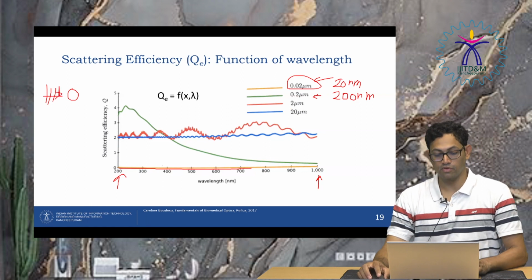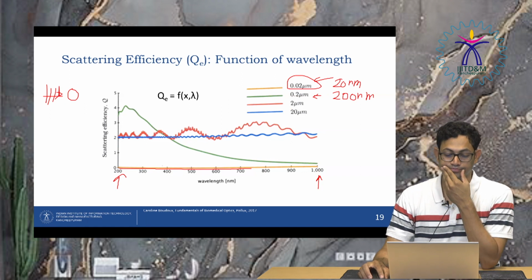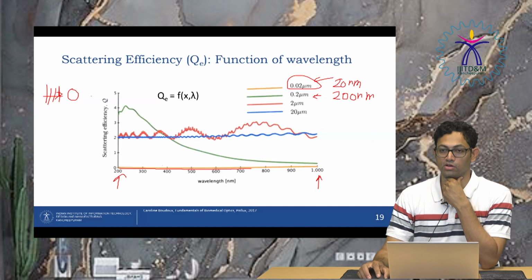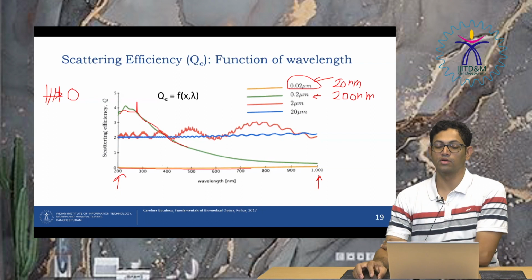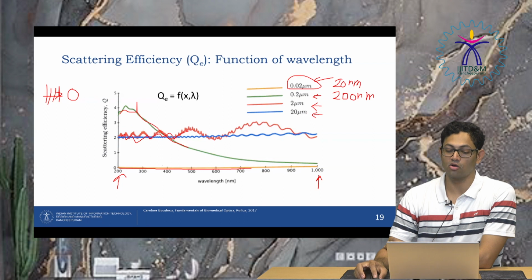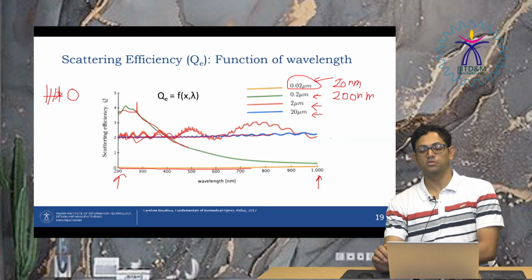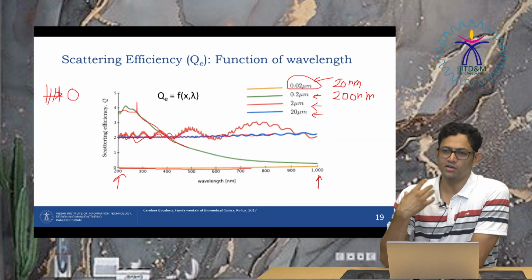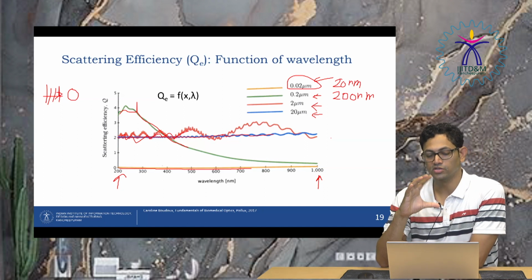And we are trying to find out what the scattering efficiency is, right? Here you can see that in this case there is significant scattering efficiency, but it reduces as the wavelength increases. Now when we talk about 2 micrometers, around 2000 nanometers, it saturates to a value of 2, fluctuating as you can see over here. And if you increase this to 20 micrometer dimension, it almost removes this ripple and saturates to a value of 2 or so.